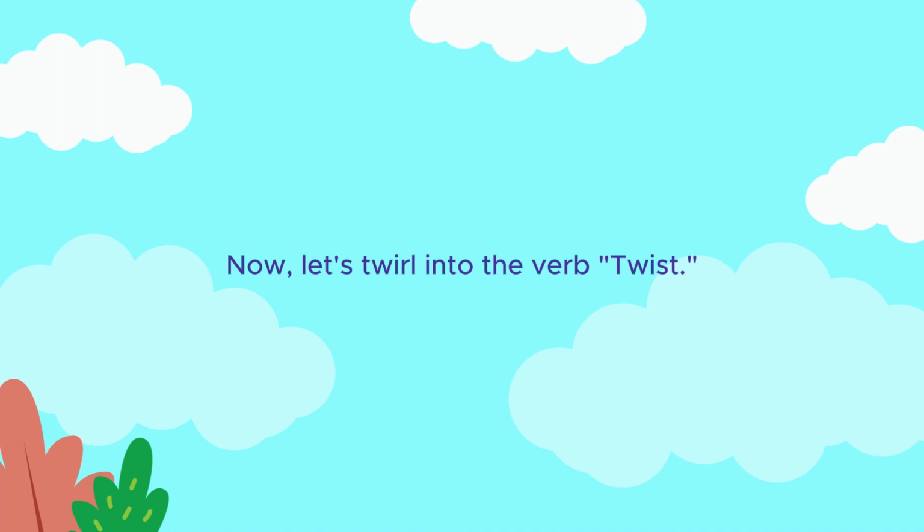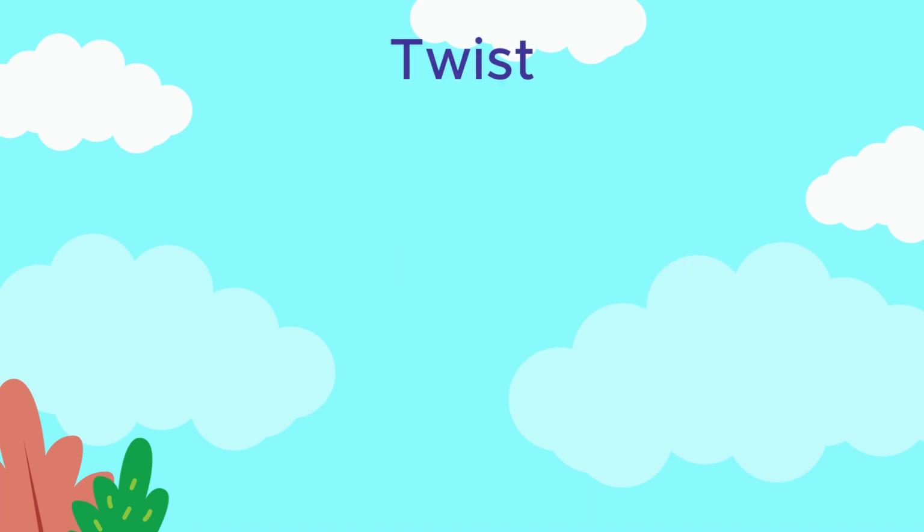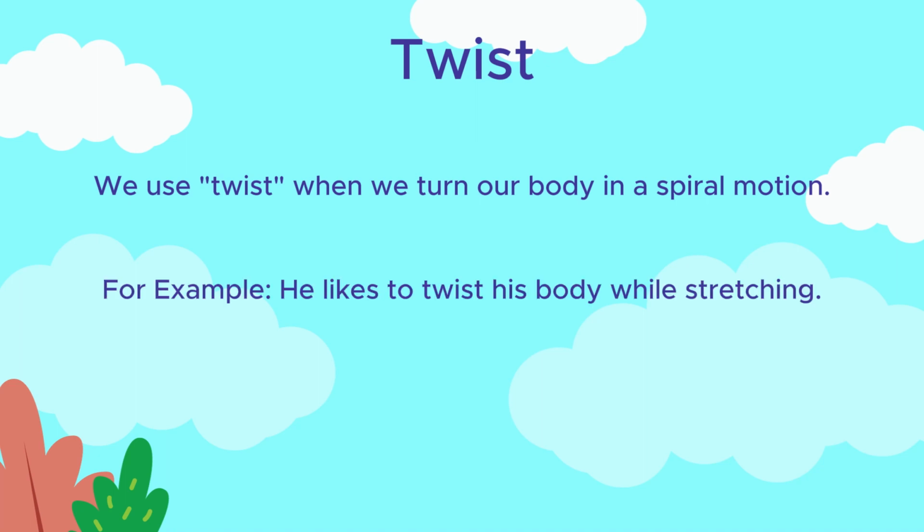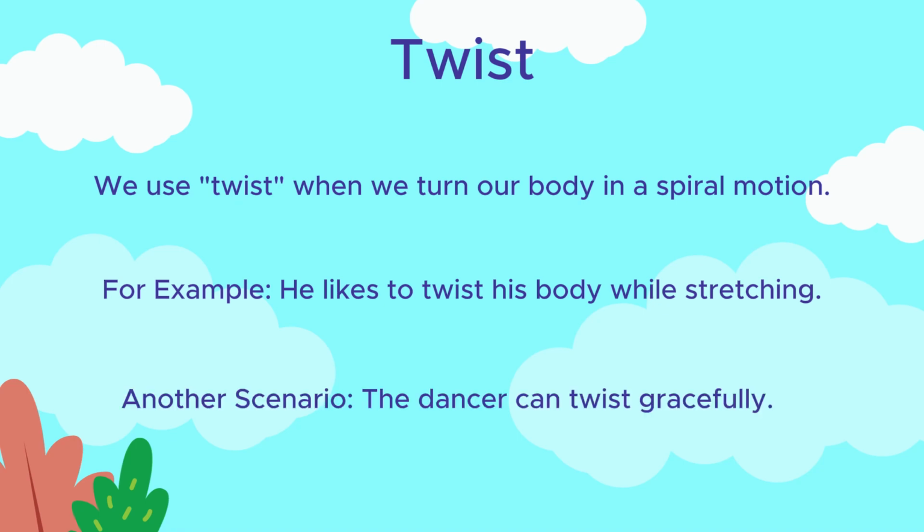Now let's twirl into the verb twist. Repeat after me, twist. We use twist when we turn our body in a spiral motion. For example, he likes to twist his body while stretching. Another scenario, the dancer can twist gracefully.